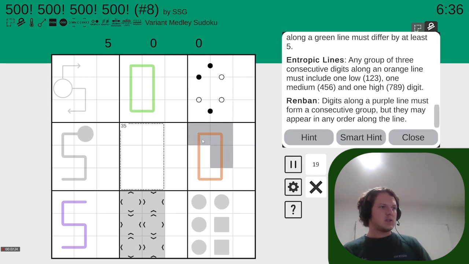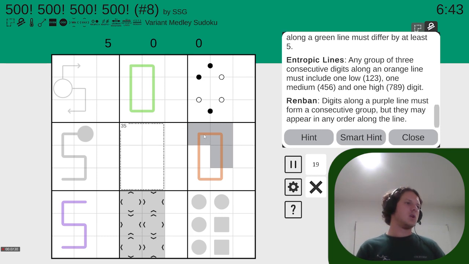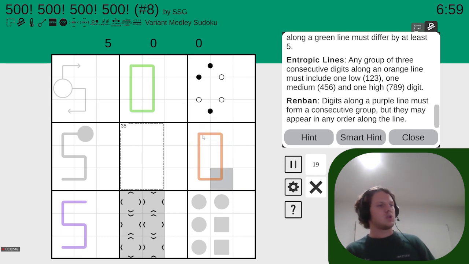Right, so they say these 3 are consecutive along an orange line and must include 1 low, 1 medium, and 1 high digit. So if this is low and this is medium, that has to be high. Which means basically those 2 are the same, they're either both low, both medium, or both high. Because if those 3 contain 1 of each set, that means these 3 contain 1 of each set, and these 2 are the same, so these 2 would have to be the same. Which we'll mark as soon as we start the puzzle.